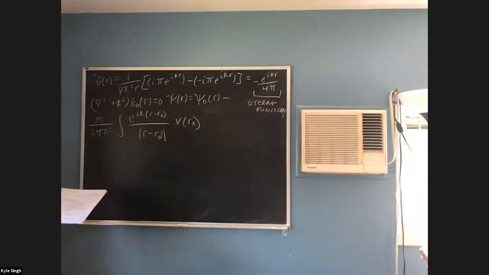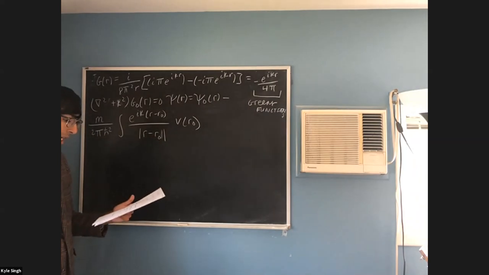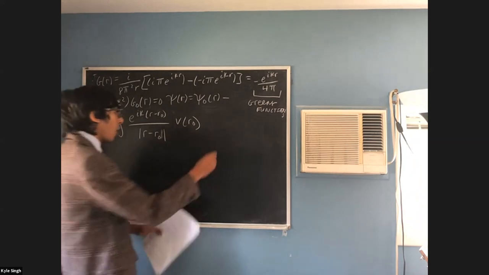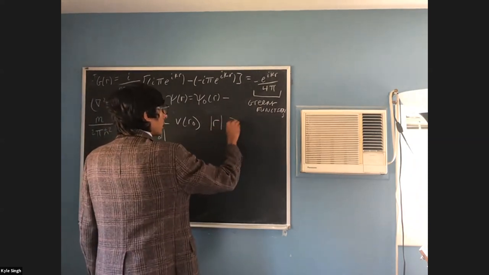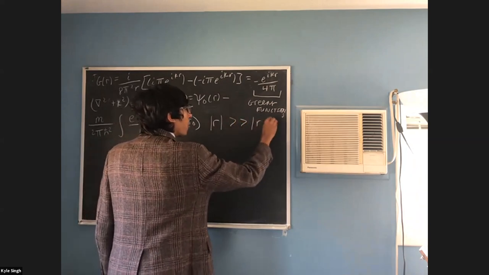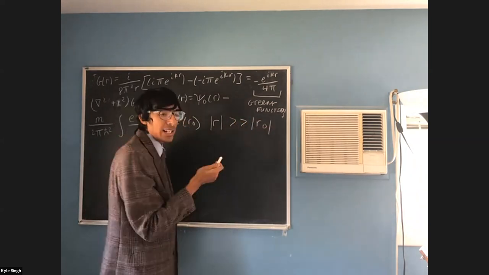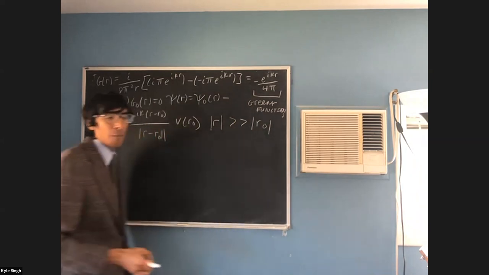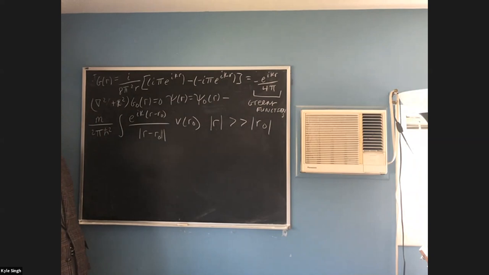Okay, and then we also approximate that psi of r is coming at points far away from the scattering center. So we assume that r is much greater than r naught. What do I mean by r naught? R naught is my scattering point. Okay, so now I have a bunch of plane waves coming from really far away.